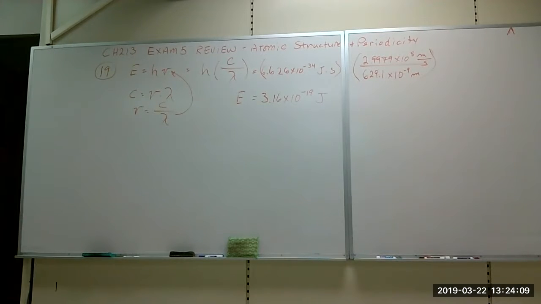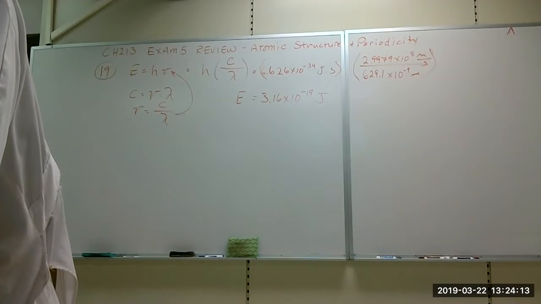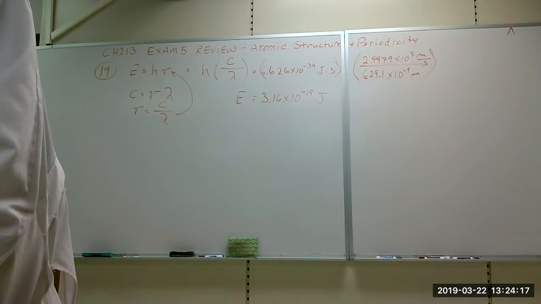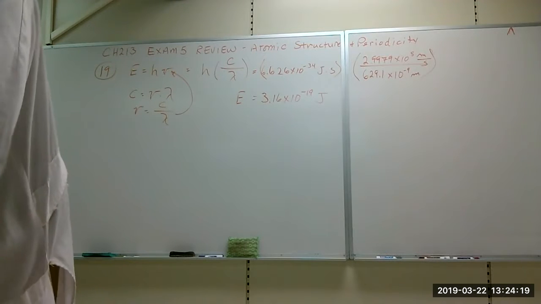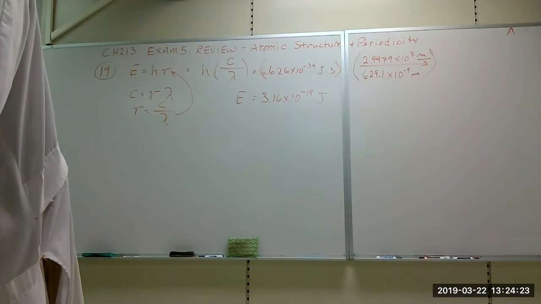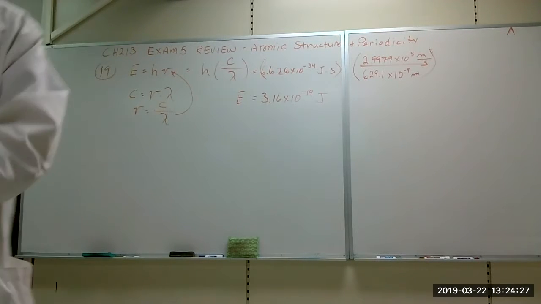It's not in there? I'm sure it is. Oh, it isn't. Wait, here it is. It's there on the left at the bottom. 2.99. Yeah, there it is. The C stands for the speed of light. Mm-hmm. Right.